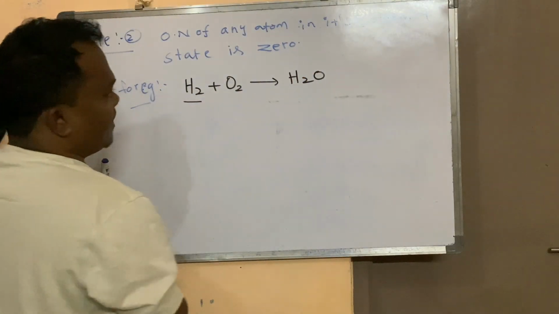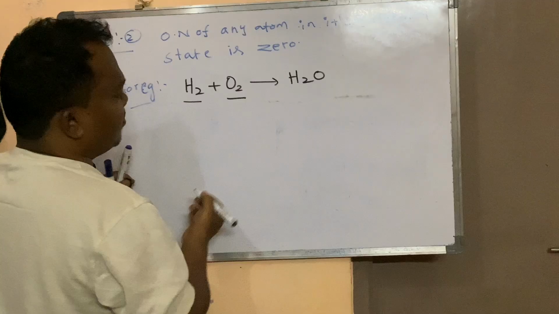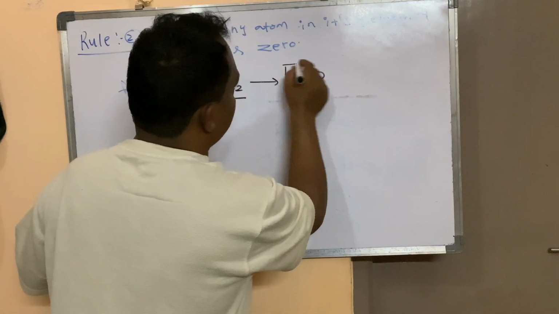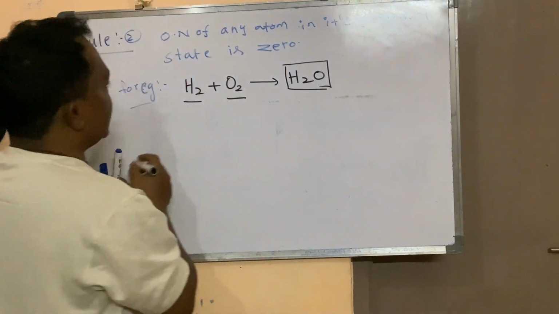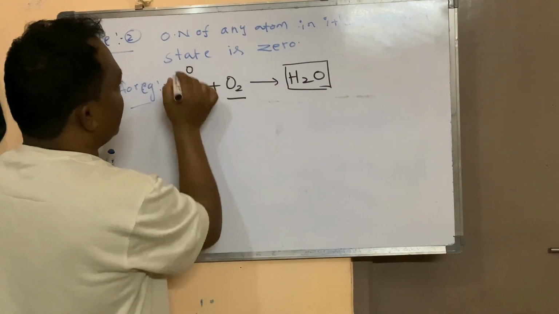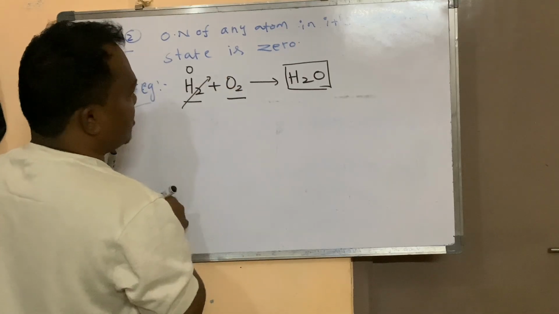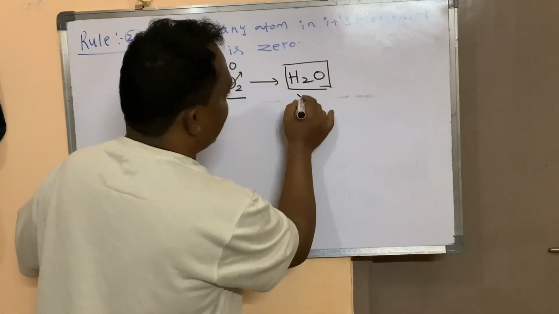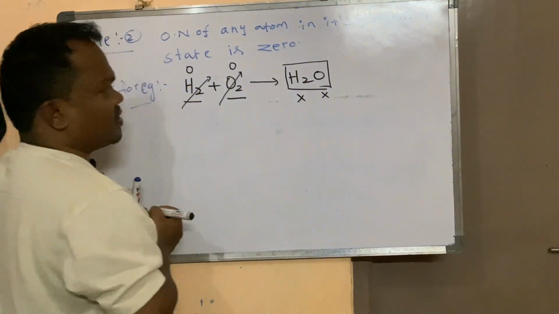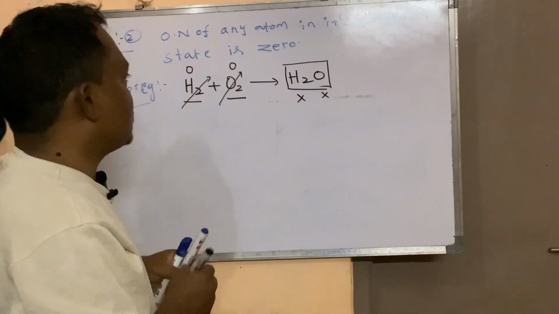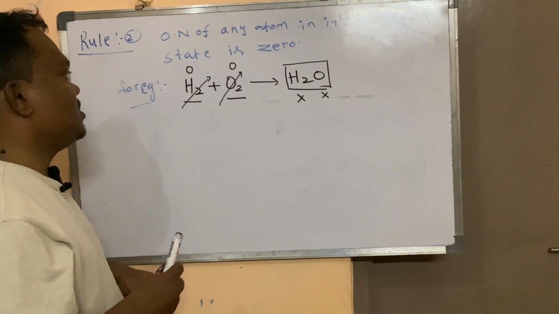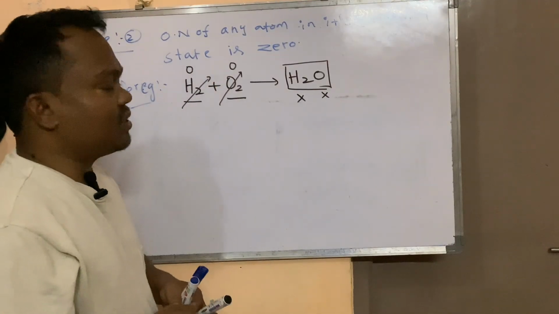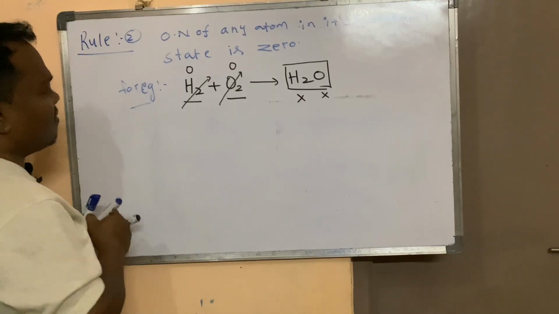In this, hydrogen is in elemental form and oxygen is also in elemental form, but in the water they are in combined form, so they are in a compound. So hydrogen, oxygen, hydrogen in the elemental form have oxidation number 0, but in the compound it will not be 0, because they are in the combined state. Oxidation number of hydrogen is 0 because it is in the elemental state, and oxidation number of oxygen is 0 because it is in the elemental state. Clear, everyone?